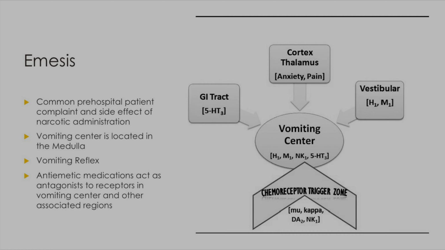A third pathway starts in the GI tract, where serotonin receptors and vagal nerve stimulation send signals to the brain. The vomiting reflex itself is coordinated. The lower esophageal sphincter relaxes, the diaphragm contracts, abdominal pressure rises, salivation increases, the epiglottis closes to protect the airway, and then expulsion occurs. Understanding these pathways matters because antiemetics work by blocking specific receptors within this system.